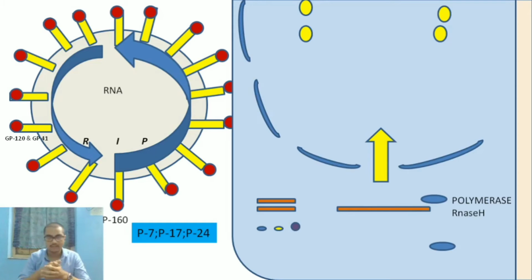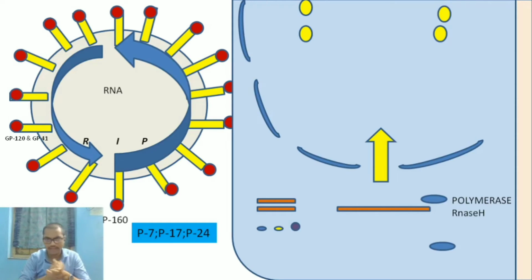Now I have to talk about the reverse transcriptase enzyme. There is the reverse transcriptase, and this is also the reverse transcriptase enzyme. This reverse transcriptase enzyme has two activities. The first activity is the polymerase activity, and the second one is the RNase activity.